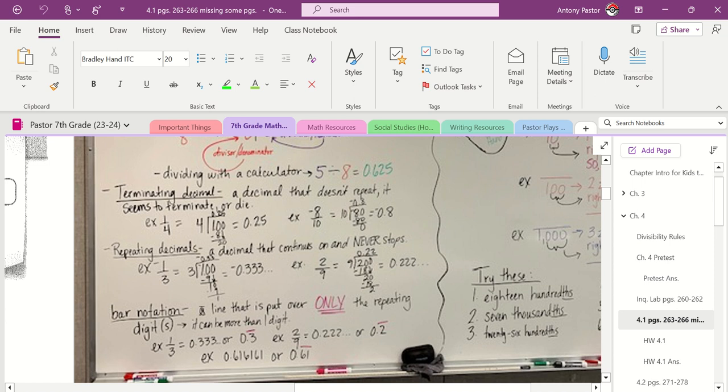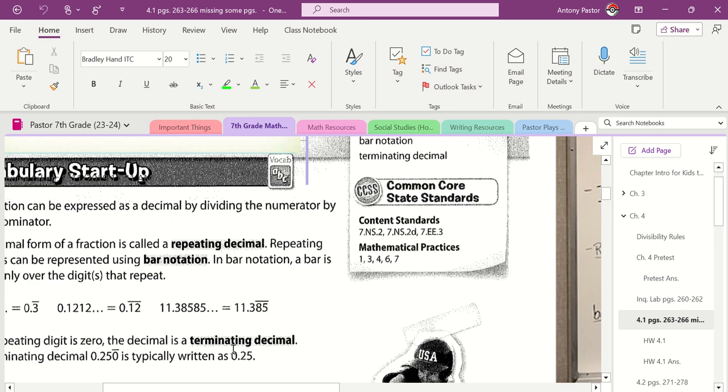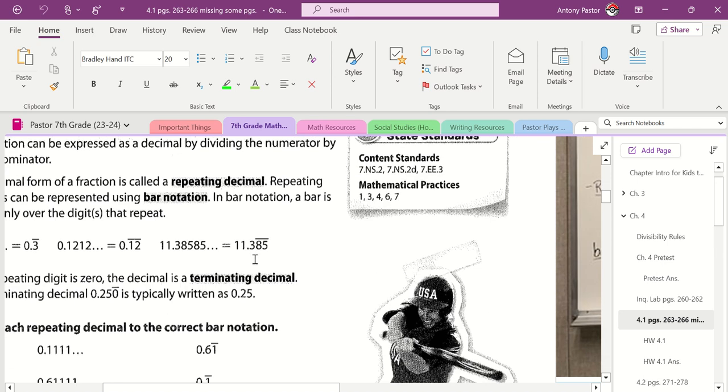And then again, bar notation is the line that is put over only the repeating digit or digits of that decimal. So the example of 1/3 being 0.3333 forever, the bar notation is only over the 3. In the example I gave here, where we have 11.38585858585, the bar notation will only go over the 8 and the 5, which is what's repeating. Bar notation will not go over the 3. The only time bar notation would go over the 3 is if it was 11.385385385. Bar notation will go over the numbers that are repeating.